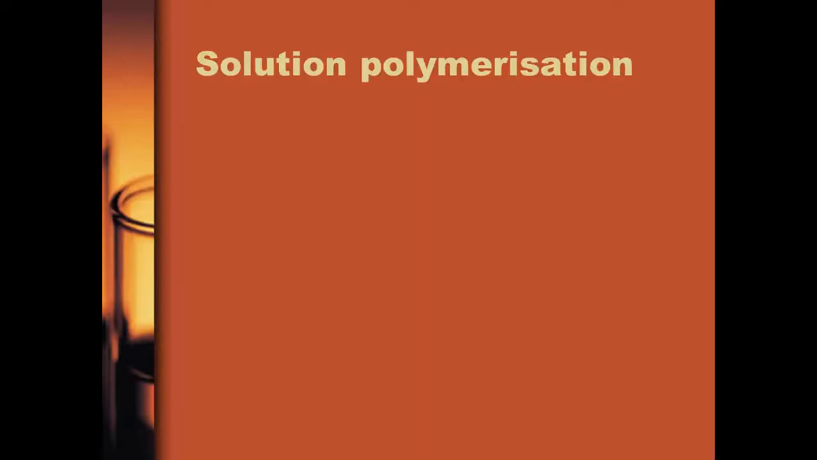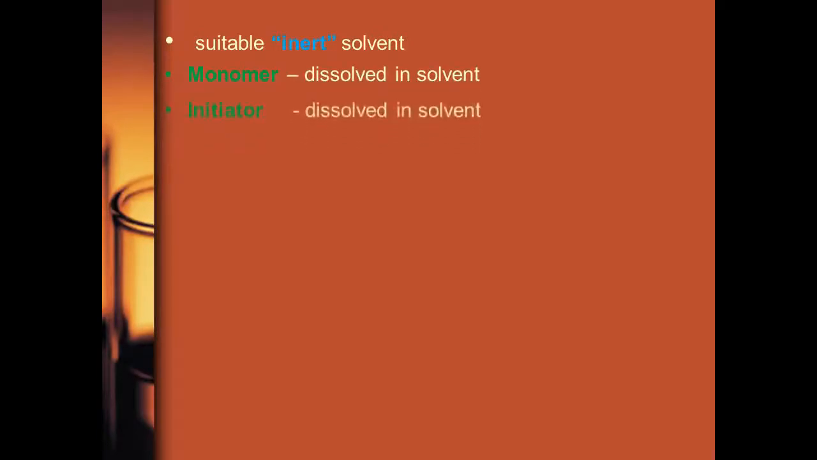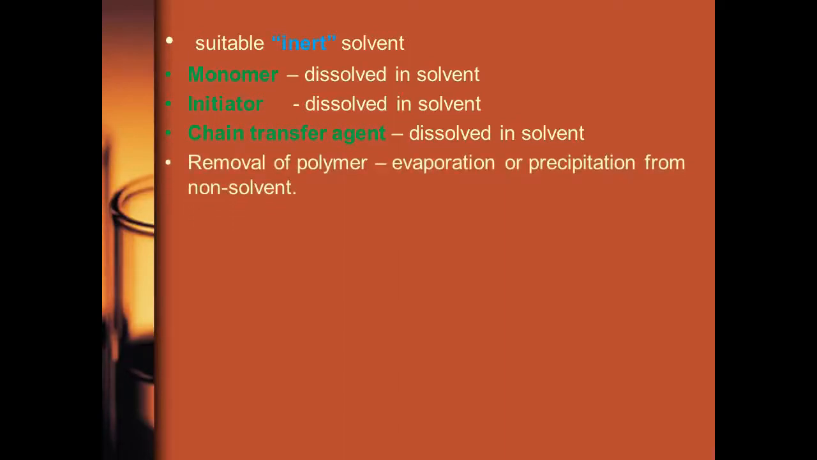Now we are going to discuss the solution polymerization. In this polymerization reaction, a suitable inert solvent should be taken. Inert solvent means it should not react with the monomer, but the monomer should be dissolved in that solvent. The initiator is also dissolved in the solvent. If we take a chain transfer agent, then it should also be dissolved in that solvent. If we mix all three components, polymerization occurs and a polymer is formed. Once the polymer is formed, it is also dissolved in that solvent.